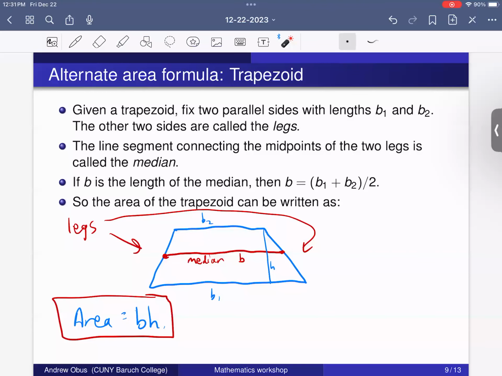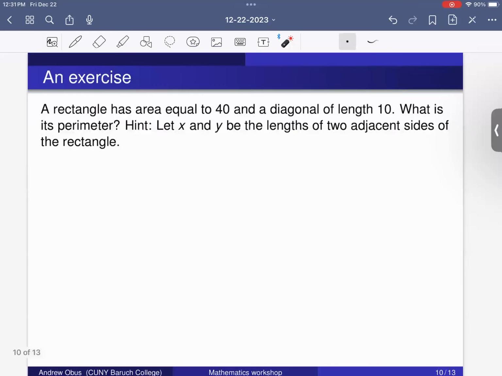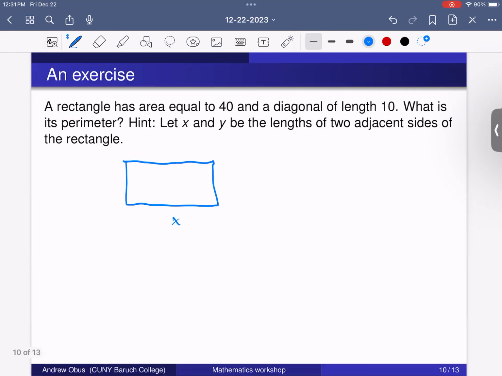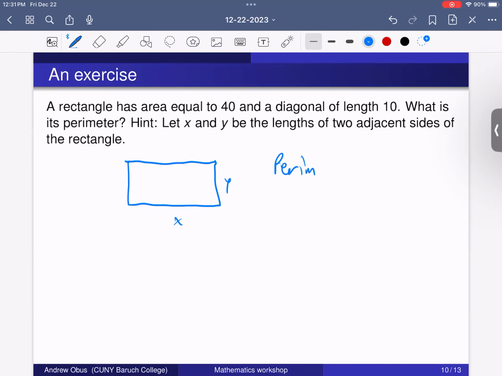So I want to take enough time to do one problem. Let's do an exercise. A rectangle has area equal to 40 and a diagonal of length 10. What is the perimeter of the rectangle? Remember the perimeter: if I draw this rectangle and label the sides with length x and y, the perimeter is x plus y plus x plus y, or in other words, 2x plus 2y, because this is x and this is y. So the perimeter is what you get when you add up all the sides of the rectangle.